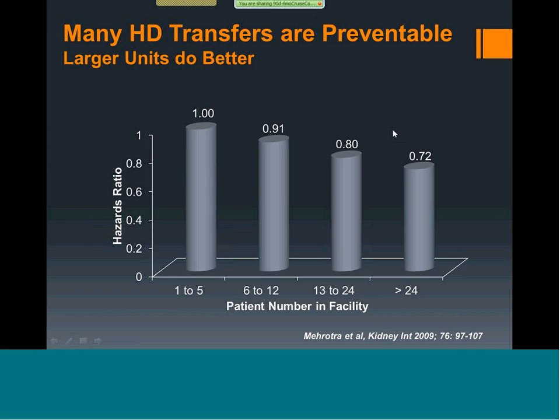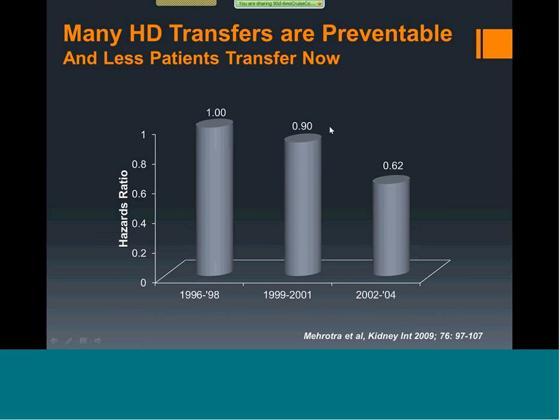And if you look at the experience within the United States, what is clear is that larger facilities that have more than 24 patients are less likely, for the same patient characteristics, to transfer patients to hemodialysis than smaller facilities. I believe that many of the transfers to hemodialysis are preventable and/or manageable.